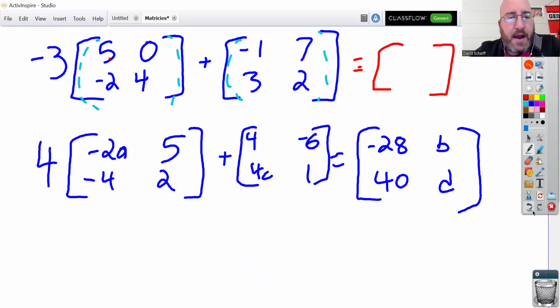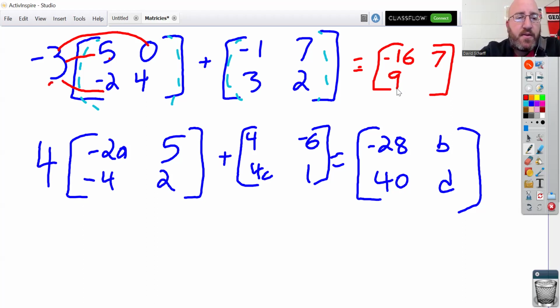You could write them out each individually. You could even rewrite this whole matrix, multiplying everything in here by -3. I think it's simple enough where y'all can go one number at a time. So we're only multiplying this first one by -3. Top left, -3 times 5 is -15, plus -1 gives me -16. Top right, -3 times 0 is 0, plus 7 is 7. Bottom left, -3 times -2 is 6, plus 3 is 9. And then bottom right, -3 times 4 is -12. Add 2 back gives me -10. There we go.